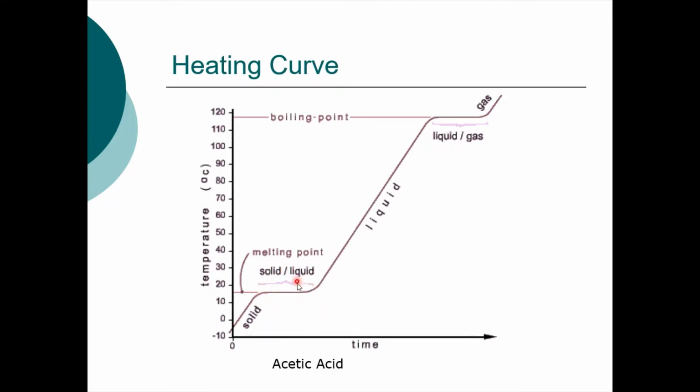These flat areas have specific names, and we're going to talk about those right now. This one is called the heat of fusion. How much energy it takes to get from here to here is the heat of fusion, and how much energy it takes to get from here to here is the heat of vaporization. And so we'll talk about those in the upcoming slides.